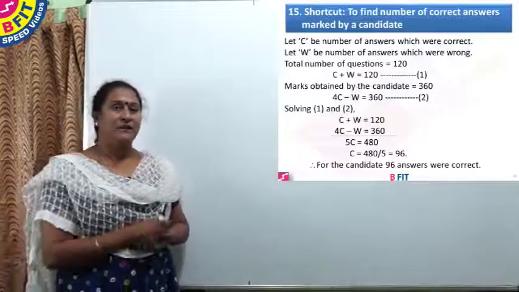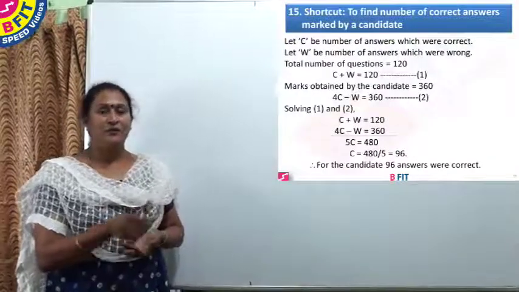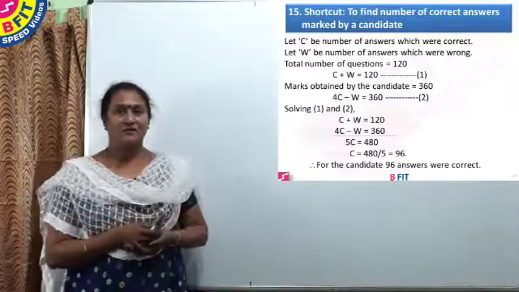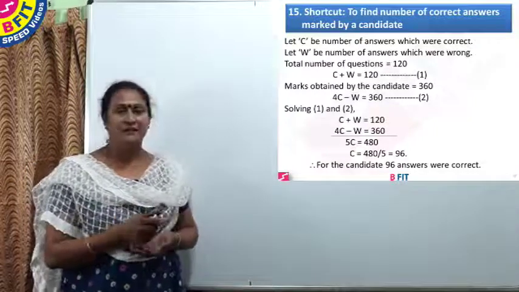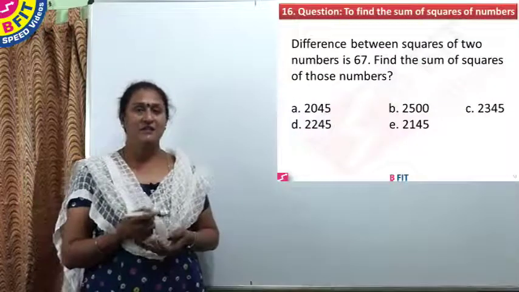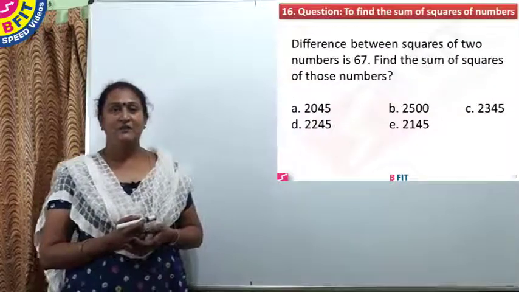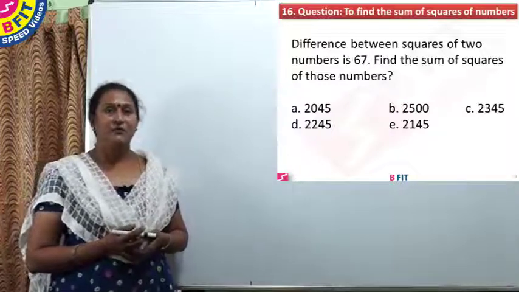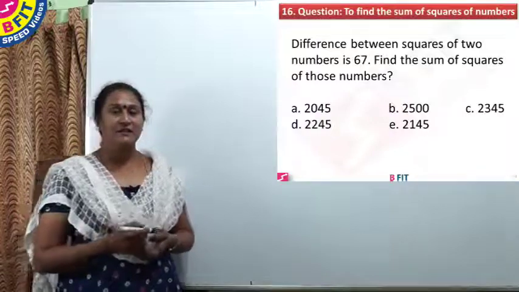So in this working, we have formed 2 equations, and by simply solving them, we get the number of answers which were correct as 96. So we'll see the next question. Question number 16. Difference between squares of 2 numbers is 67. Find the sum of squares of those numbers. So we'll see the working.